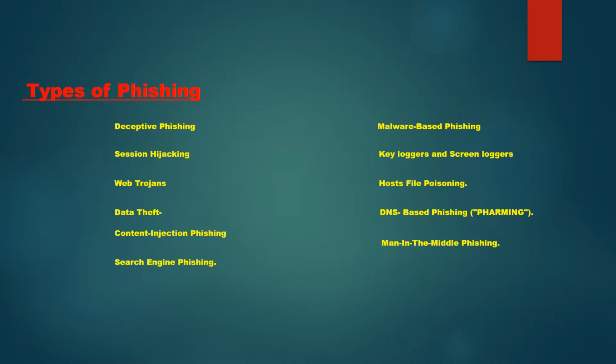Key loggers and screen loggers. This type of phishing attack is done through the keyboard input. The attacker tracks the keyboard input and sends the information that is required to the hacker via the internet, as a small utility program known as helper objects.